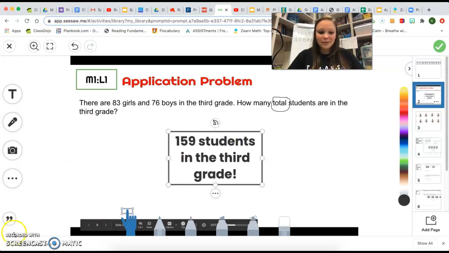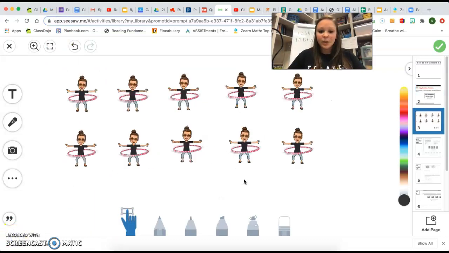Great job. Here I have an image with some people. And actually, this is my Bitmoji. I got a little creative. So I have my Bitmoji, and each Bitmoji or each person has how many arms? You're right, we have 2 arms. So we're going to try to figure out how many arms are in this picture.